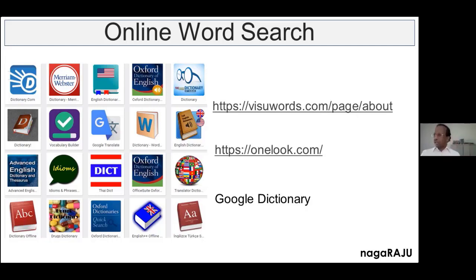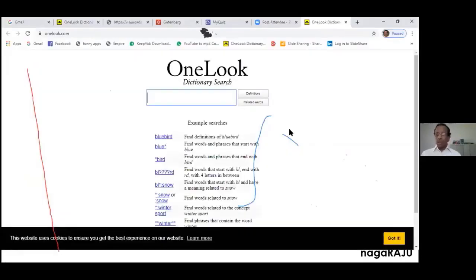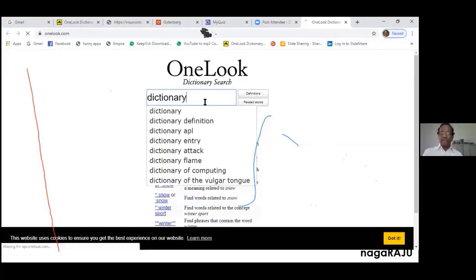All dictionaries are available. But some of us may not know that there are some very interesting tools better than these. I'll just show you one. So this is onelook.com. Let's see what it does. If I go to onelook.com, there is a search bar here. And suppose I write the word dictionary and search.